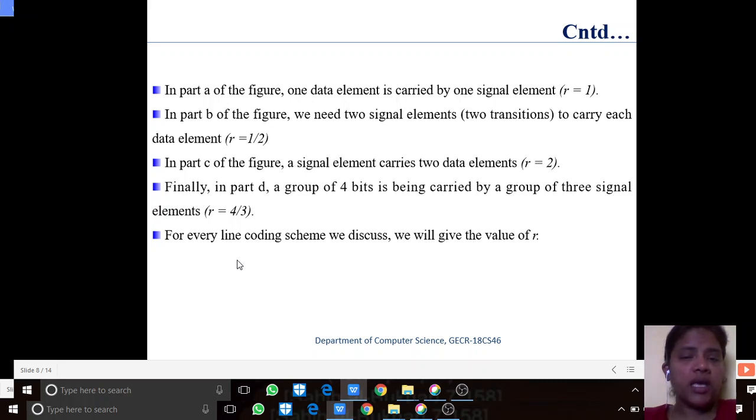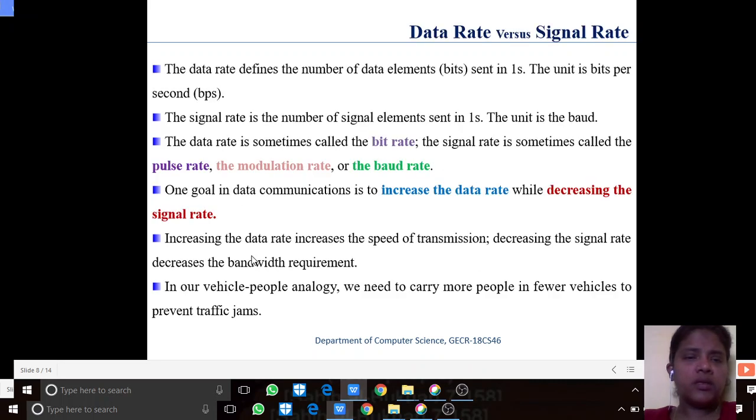So now you can see for every line coding scheme we will have the value of R. Every line coding, whatever scheme you are using, has the value of R. So what is that? It defines the data rate and the signal rate.